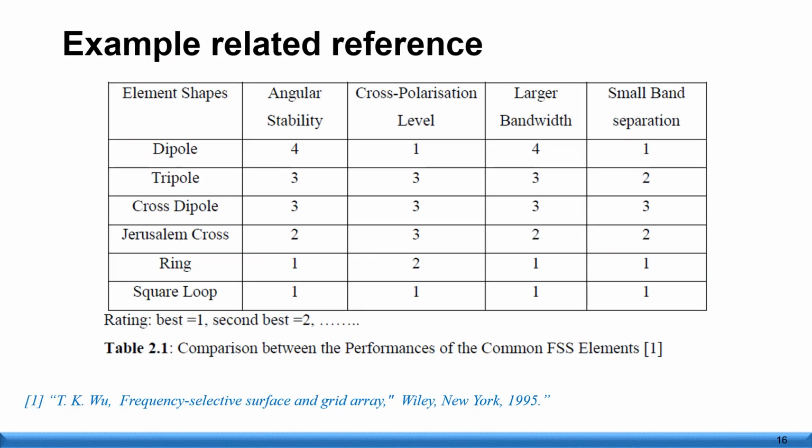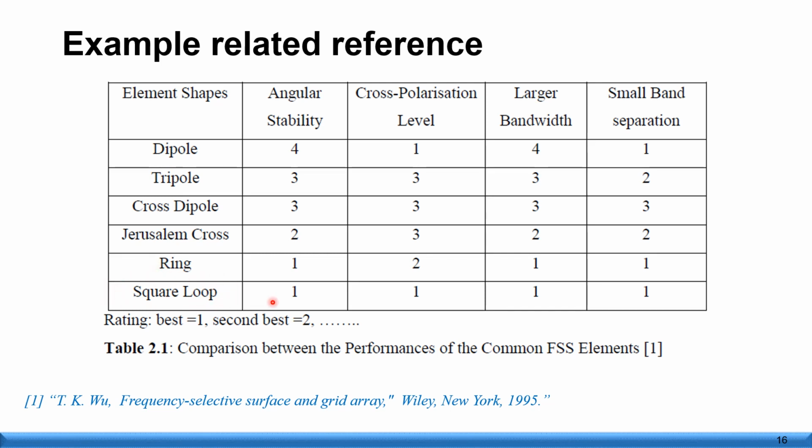So next will be another related reference. Here is a table of comparison. They have a comparison between the performance of common FSS. You have so many shapes, and they have found out the advantages and disadvantages, that means the best or the second best for the design. Okay, so you can check from here which one is the best one. So you can choose for your project with the reason. That means, let's say, why you choose this shape.